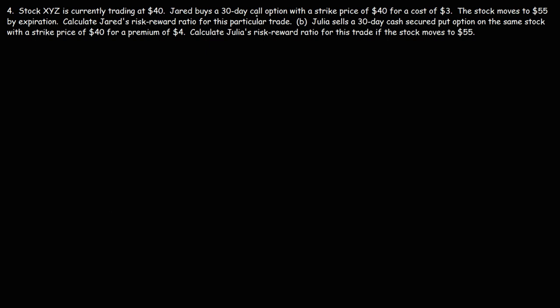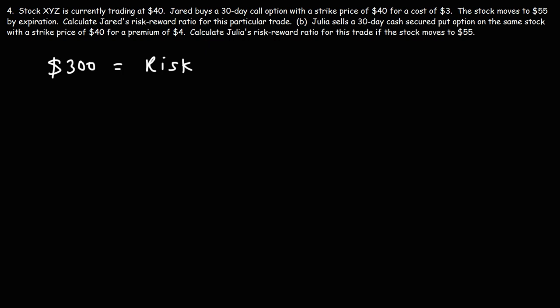Now keep in mind, a call option gives the owner the right to buy stock at a certain price, that is the strike price. So anytime during this 30-day period, while this call option is active, Jared can exercise his right to buy the stock at $40. And one call option controls 100 shares. Now the price that he paid for this call option is $3. So it's $3 times 100 shares. So he paid $300 for the call option. Thus, that is the most that he can lose on his trade. So that is the risk.